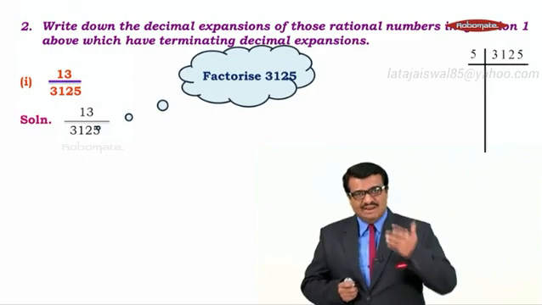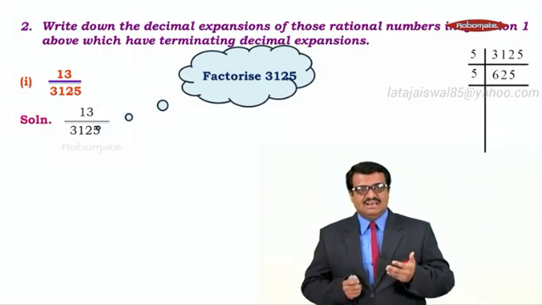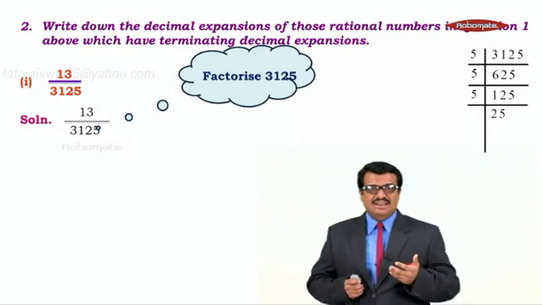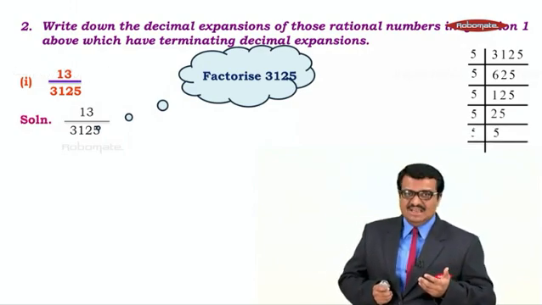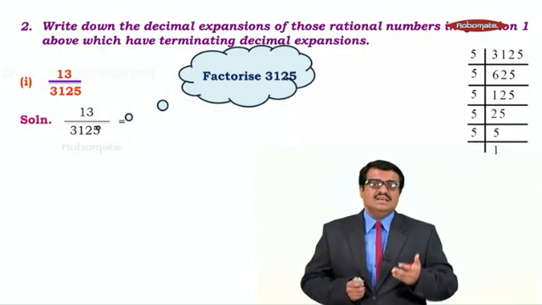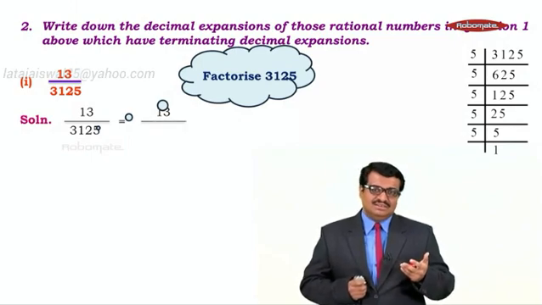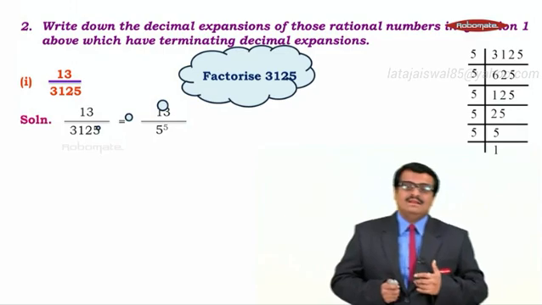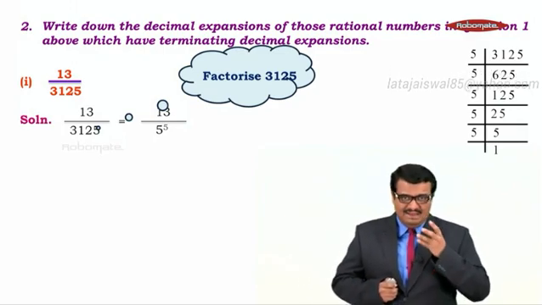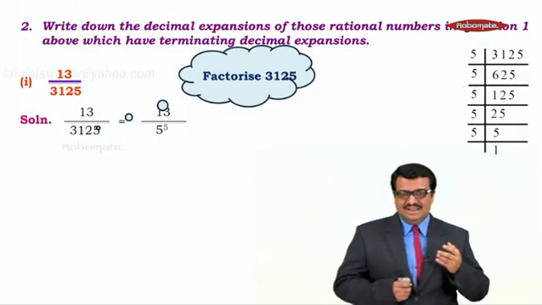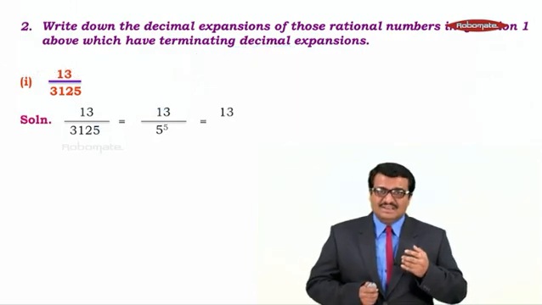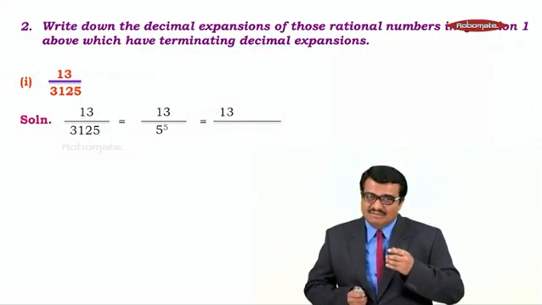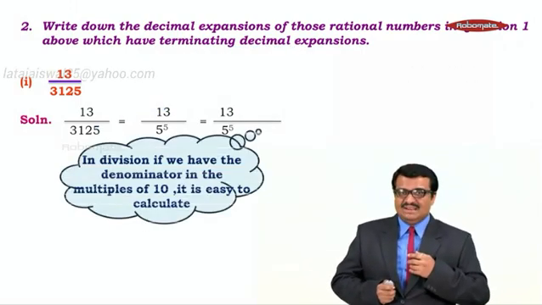If we go on dividing it by 5, 5 625s are, 5 125s are, 5 25s are, 5 5s are, and 5 1s are. Okay, so 13 upon 3125 can be written as 13 upon 5 raised to 5. Now rather than dividing, we will use a shortcut, right?